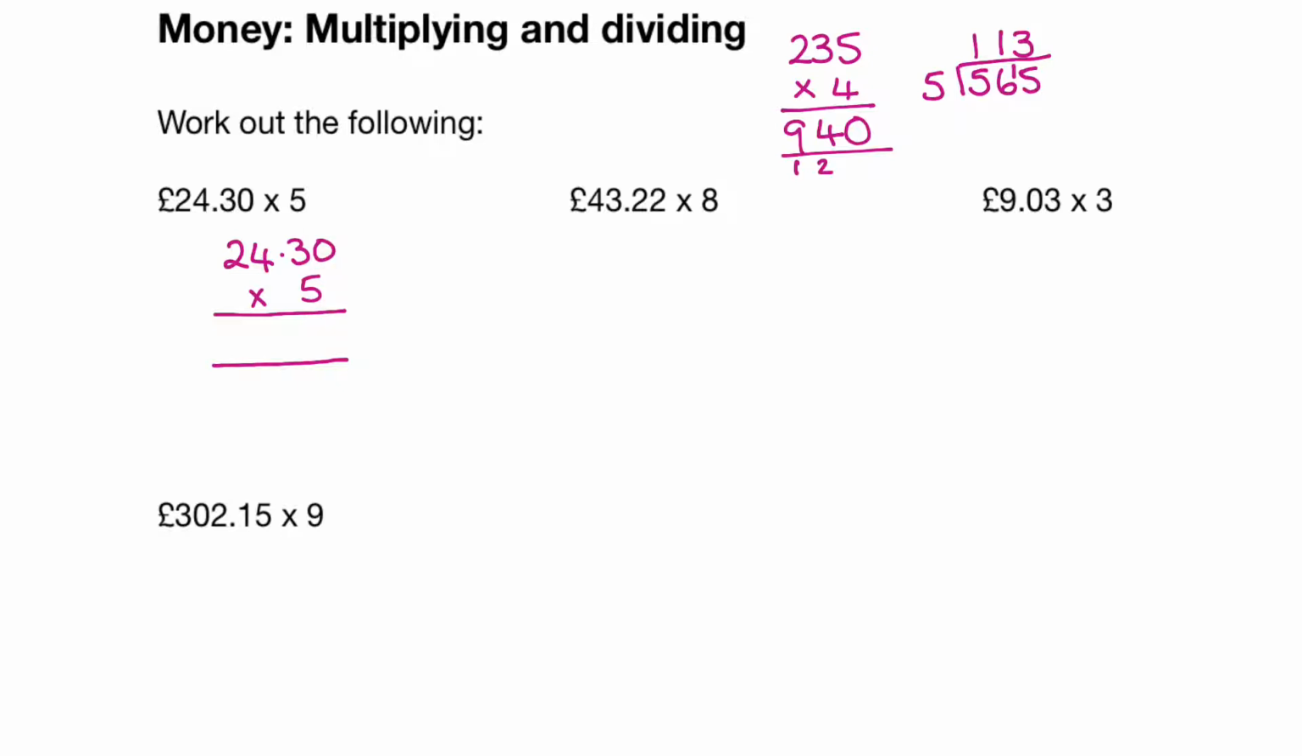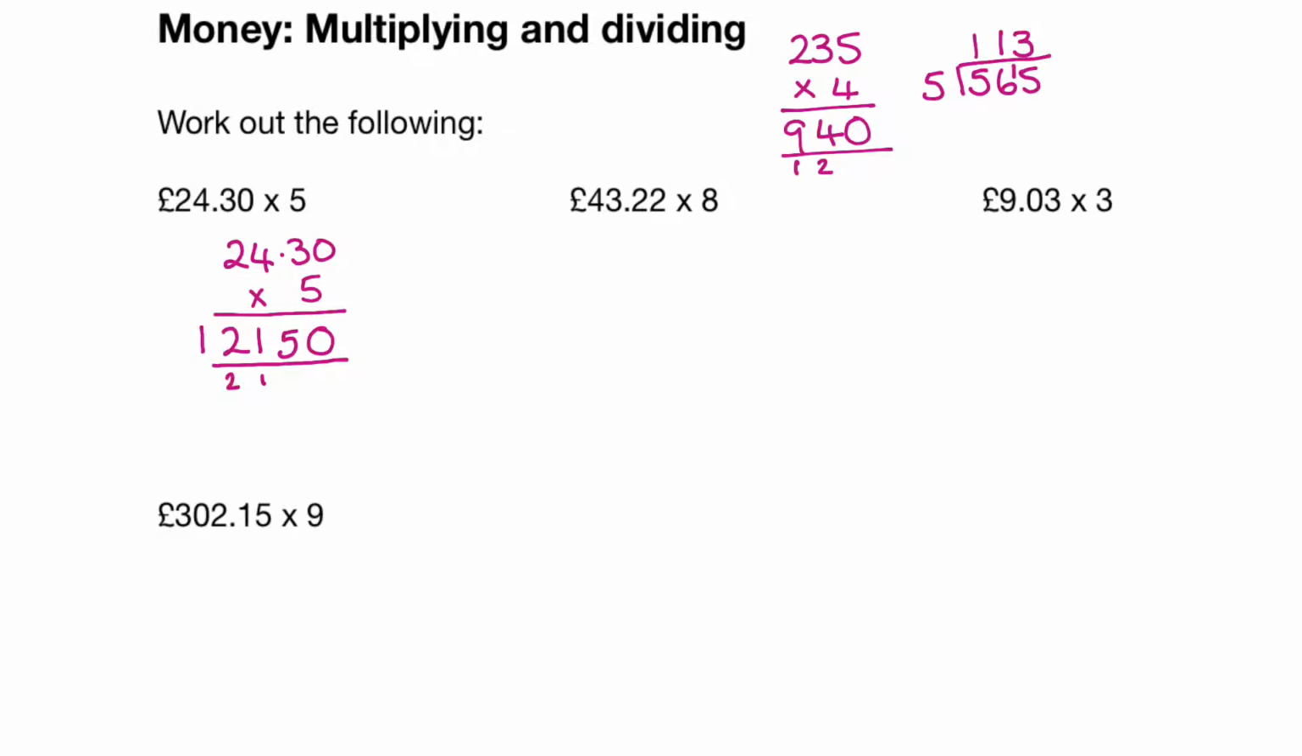Don't be tempted to write 5. Remember, anything times 0 is 0. So a 0 here. Then we've got 3 times 5 is 15. So we write that as 15. Then 4 times 5 is 20. Add the 1 makes 21. Then 2 times 5 is 10. Add the 2 makes 12.